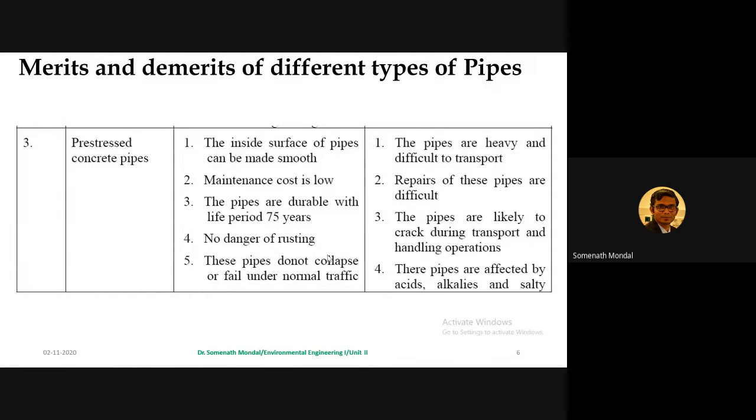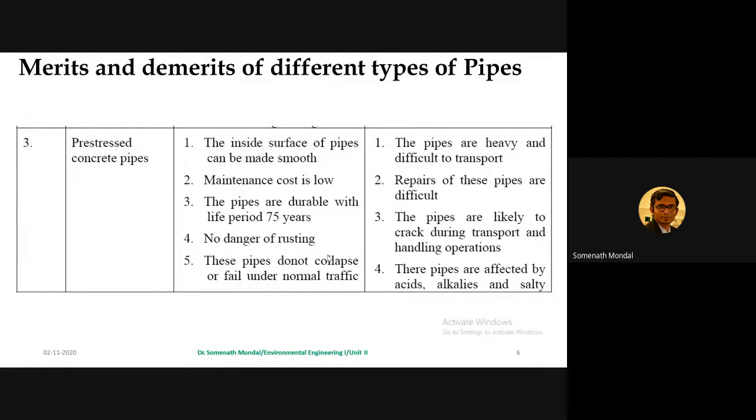The pipes are durable with a life period of 75 years. It has to be, because in case of precast concrete also, pre-stressed concrete also, the durability or the life period is more. Now, no danger of rusting, obviously, as there is no metal here, so the chances of rusting are nil. And these pipes do not collapse or fail under normal traffic. So these pipes are actually casted, created or designed to take care of the load which will be exerted on them. So that is why the chance of collapse is also almost negligible.